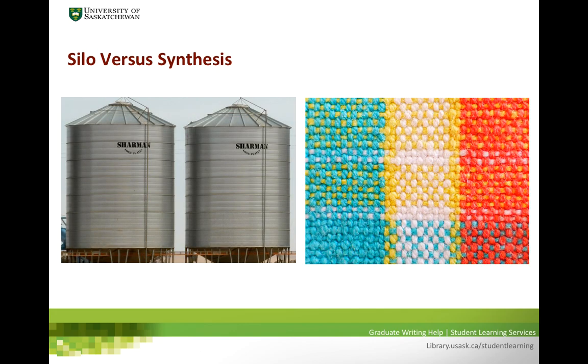On this slide, we can see that on the left, we have 2 silos. See how they're cylindrical and they're very separate. On the right, we have a woven cloth, which of course symbolizes the synthesis, where all the ideas are woven together into a whole.